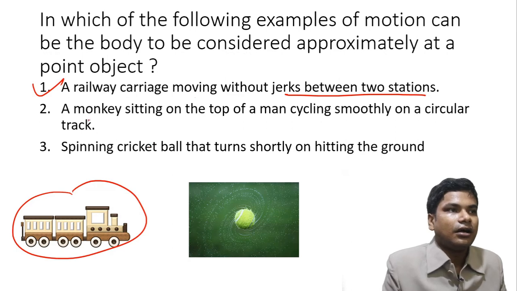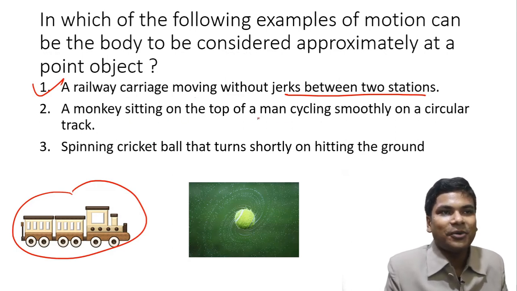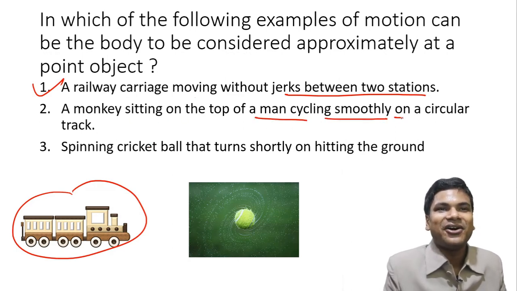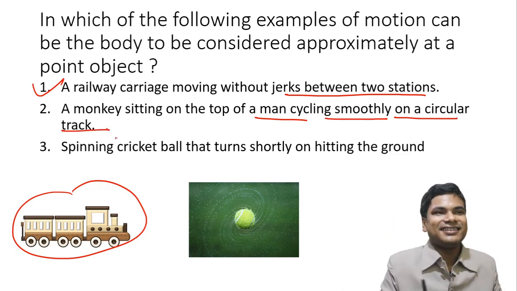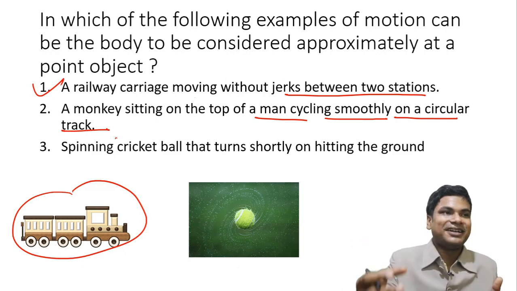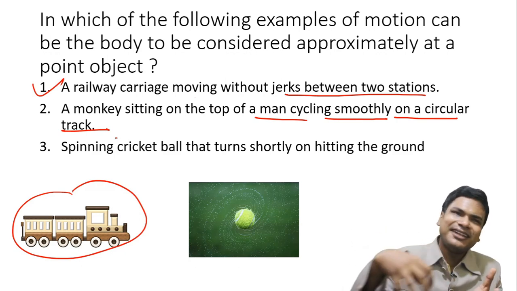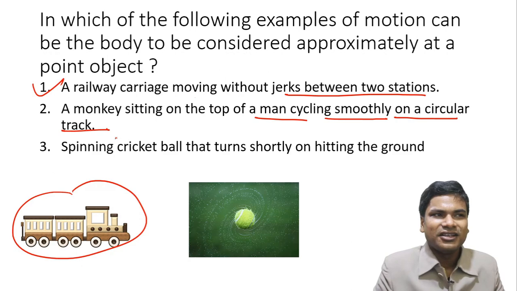Next, a monkey sitting on the top of a man cycling smoothly on a circular track. So a monkey is sitting on the top of a man and the man is cycling smoothly. Can it be an example of a point mass?